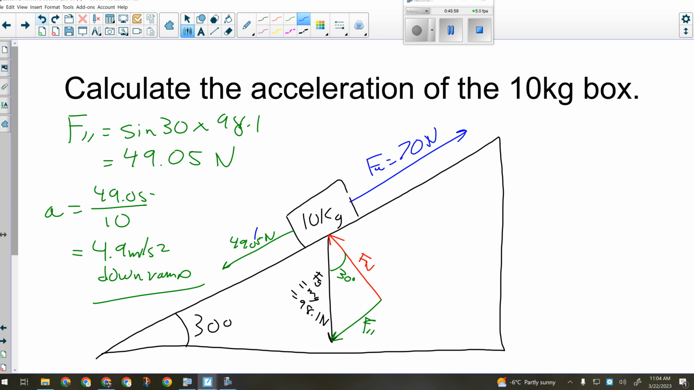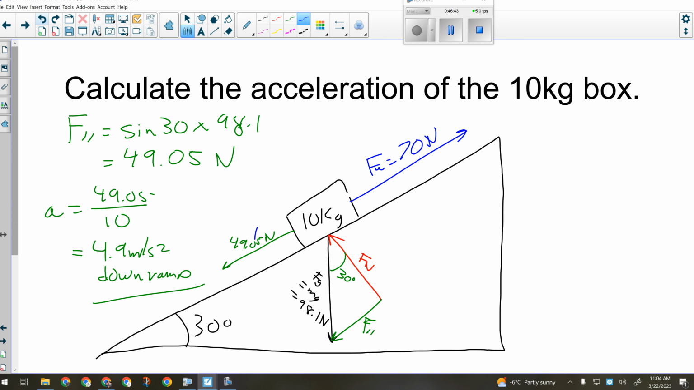Okay, now which way is the box going? Up the ramp. I got 49.05 newtons down the ramp, I got 70 newtons up the ramp. If there's no friction, this thing is flying up the ramp. Okay, because the net force is now up the ramp by 20.95 newtons. Okay. If there was friction in this situation, which way would it point? Down the ramp. Remember, friction is an antagonistic force. If your box is moving up the ramp, friction is acting down the ramp. Okay? Friction always acts opposite the direction of the motion. Okay. All right, questions on that?